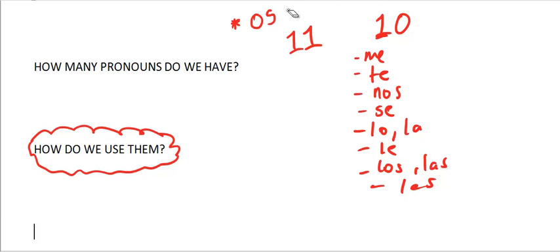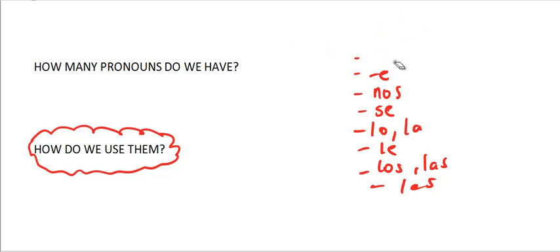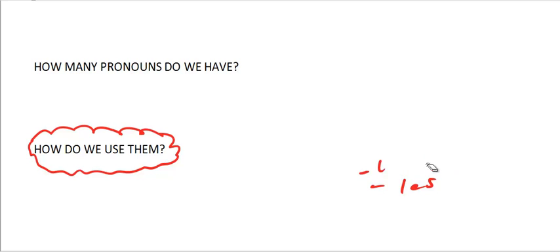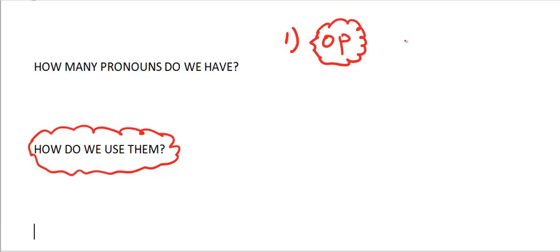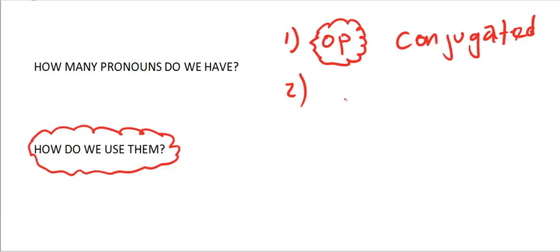Okay, and for that we're going to learn the placement rules for object pronouns. We have special rules for this. There are 3 placement rules. The first rule says that when we have an object pronoun and a conjugated verb, the object pronoun precedes the conjugation. So if the verb is conjugated, the object pronoun goes first, then the verb. We'll see this over the examples.